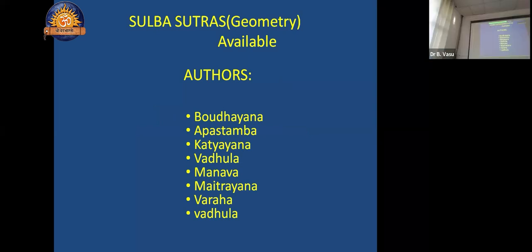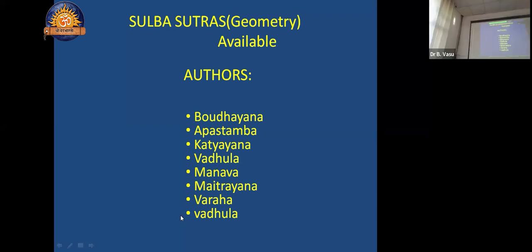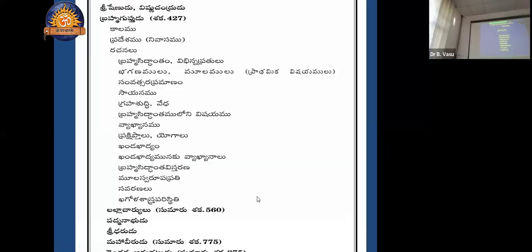About 1130 books were there about 5000 years back on geometry. But today only these 7 books are traceable, sir. The authors' names are Bodhayana, Apastamba, Katyayana, Vadhula, Manava, Maitrayana, Varaha, and Vadhula. The 8th book on geometry, Sholva Sutra, is not found, sir. The books were burned to ashes.